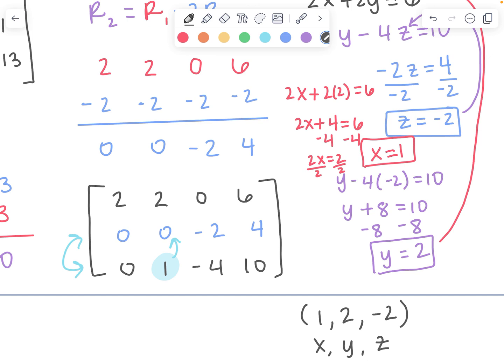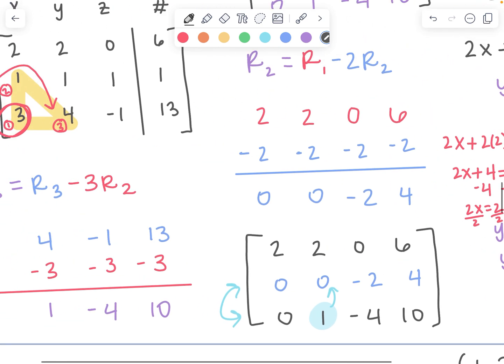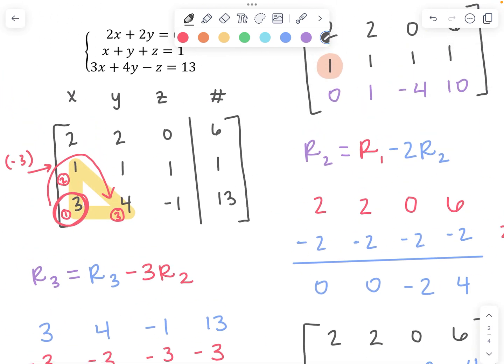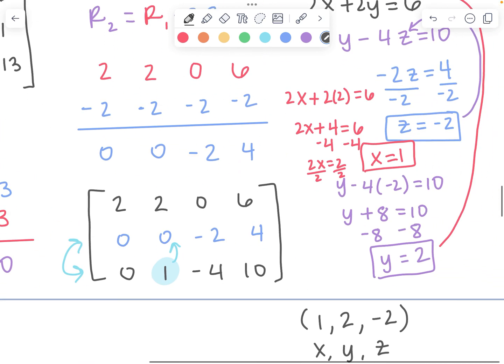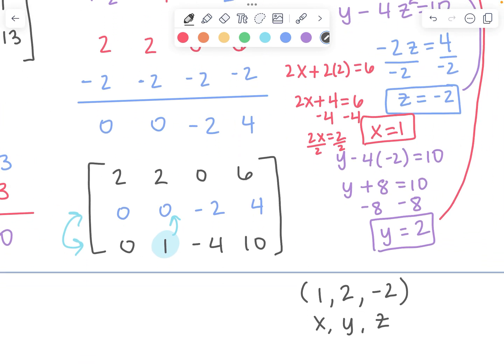So when you're doing these, you just have to be a little bit strategic about thinking about what row operations are going to be the most helpful for you, and then thinking about what order to get those zeros in that bottom triangle. So it's all about what's going to be the most helpful row operation for me at this specific point.